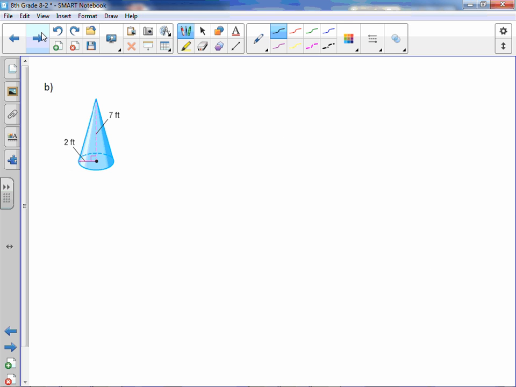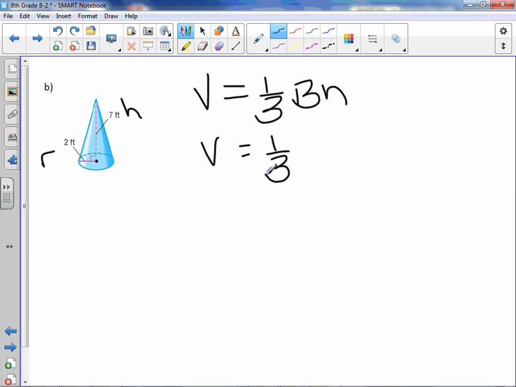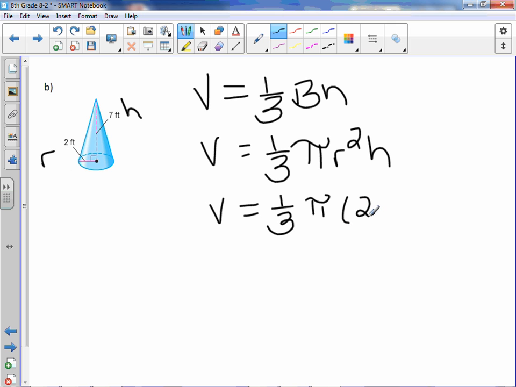Letter B. Again, we have a radius and a height. Volume equals 1/3 capital BH. Volume equals 1/3 pi r squared h. Volume equals 1/3 pi, radius is 2 squared, and times 7.